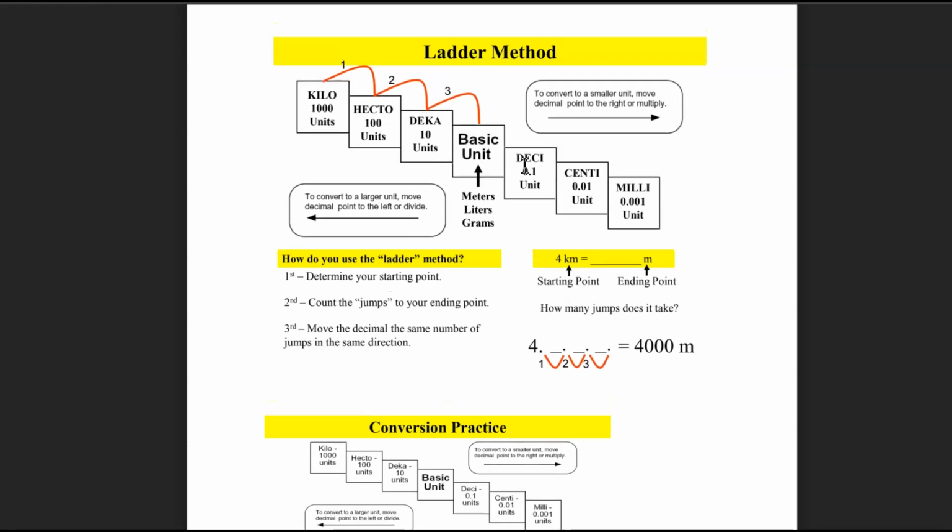So take your time, read through these. Here is an example. So what you do, first determine your starting point, then you count the jumps to your ending point. And third, you move the decimal the same number of jumps in the same direction.